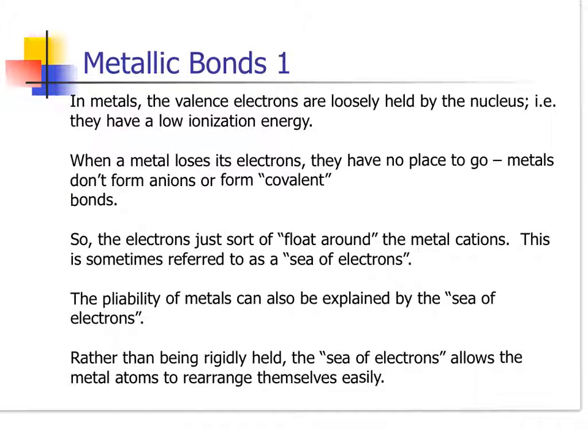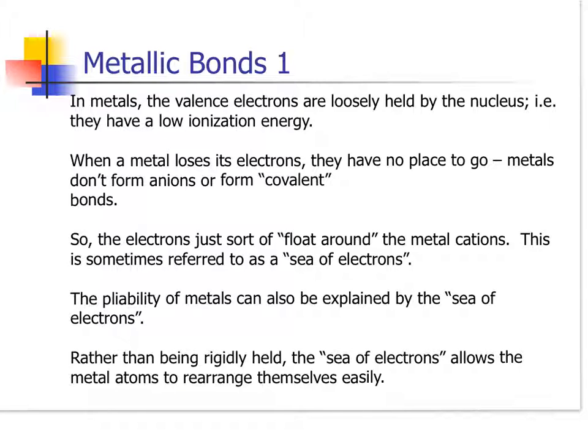Now, metallics bond a little bit differently. Their valence electrons are loosely held around, and they have very low ionization energies. They tend to lose their electrons. That's what allows electricity to pass through them, through that sea of electrons that we look at.